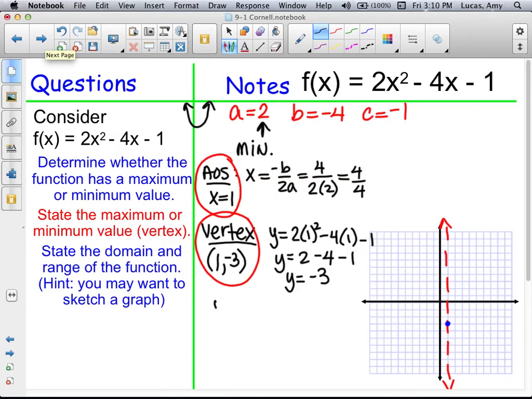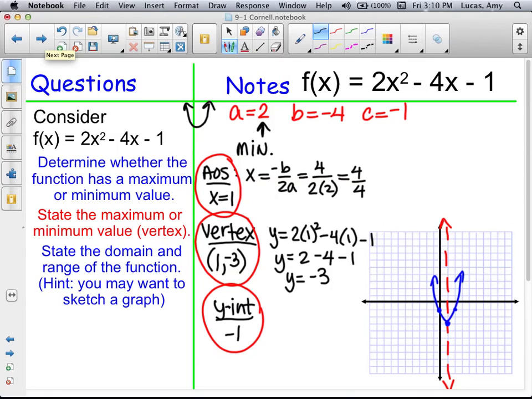Then I can use my y-intercept, which is the value of c. So the y-intercept is -1, and I can graph -1 on the y-axis right here, and then reflect it to the other side of the symmetry line. The symmetry line splits it in half, so it's got to have a mirror image on the other side. Then you can draw your graph, like that.